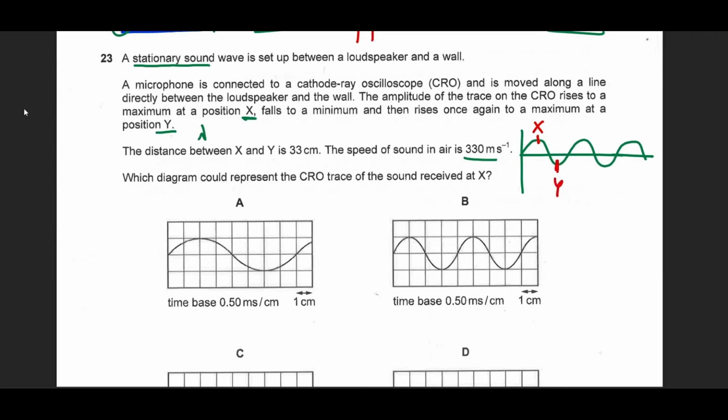Which will be Y at this point. So how much is this? What is the distance between them? The distance between X and Y is actually lambda by 2. It's half a wavelength, right? So if I wanted to consider the full wavelength, then I'll have to double the distance. So if this is 33, 2 goes over there, so lambda becomes 66 centimeters, right?